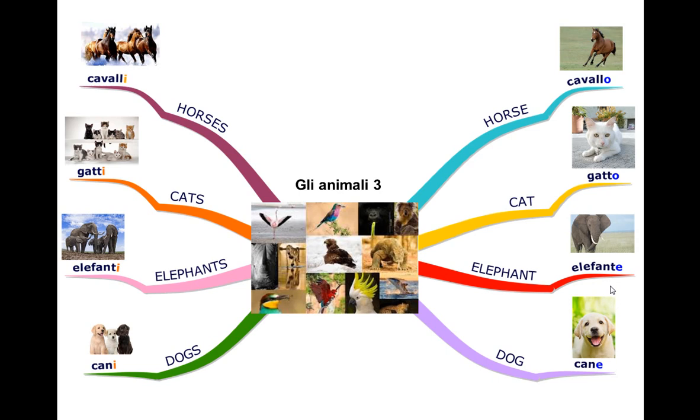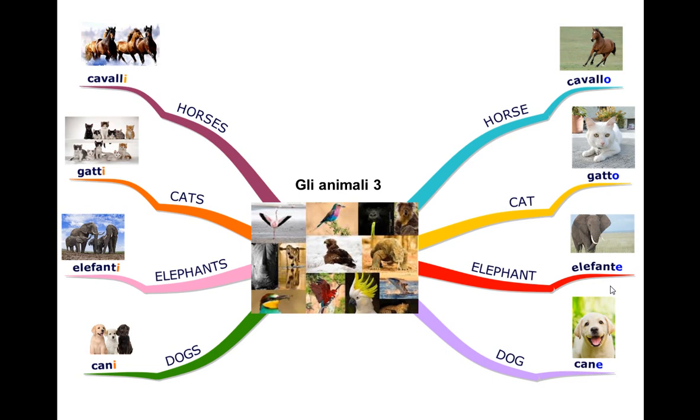In general, singular masculine nouns that end in the letter O or in the letter E are transformed to the plural by changing them to I. Keep in mind that there are also some exceptions that apply to regular nouns.